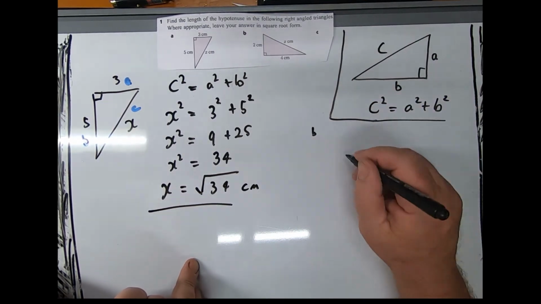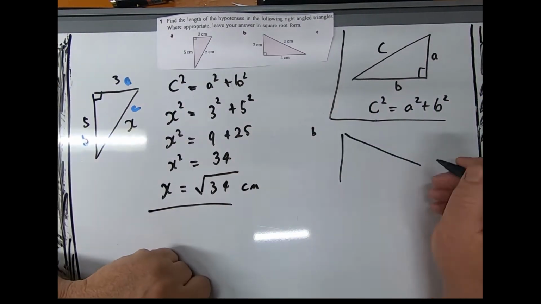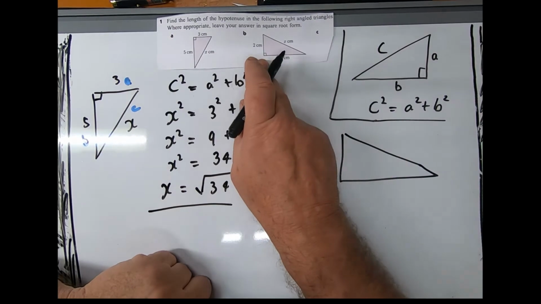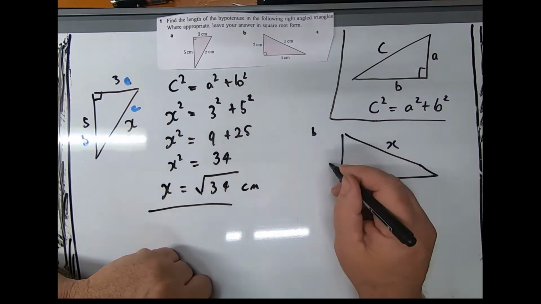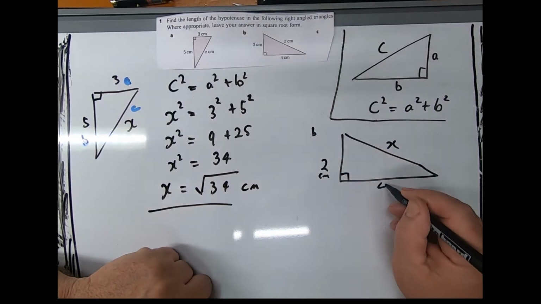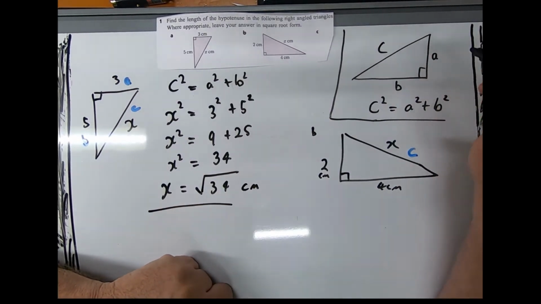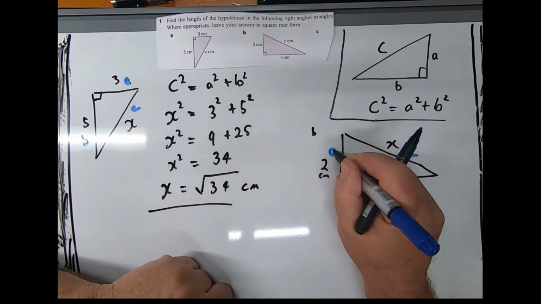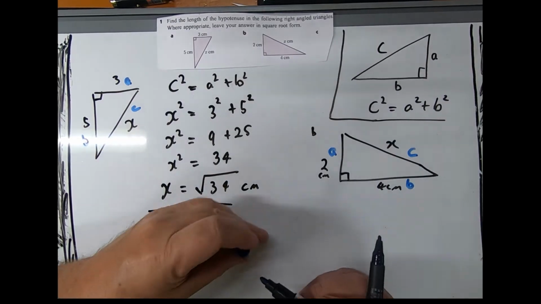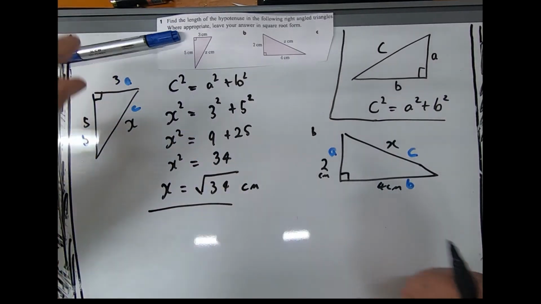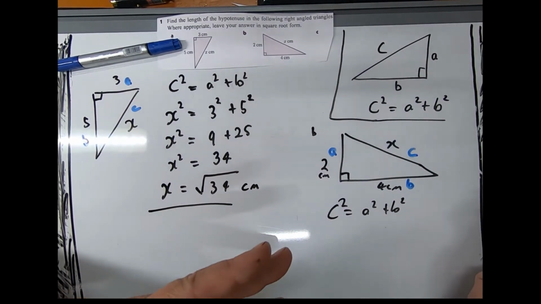Let's do B. Working on part B. Okay, so this time we want to find the length of the longest side, the hypotenuse. Again, I'm going to label with respect to my Pythagoras theorem that I have sitting over here. These are the two short sides, that's the hypotenuse, the long side. So, c squared equals a squared plus b squared. That's what I need to remember.